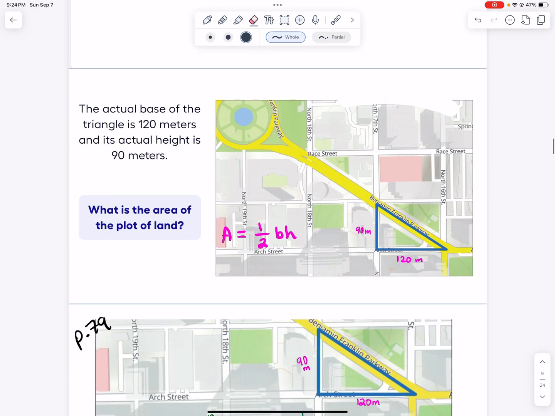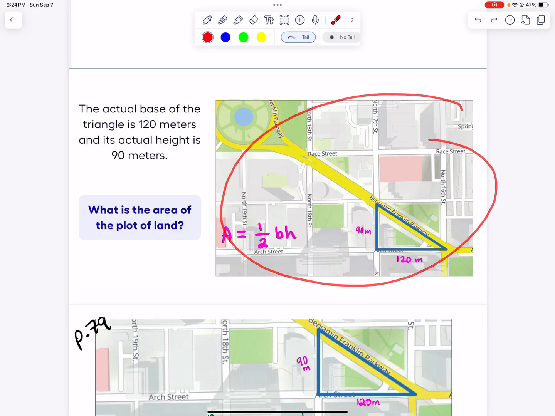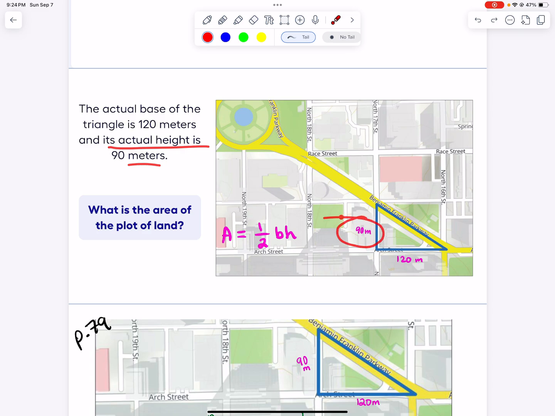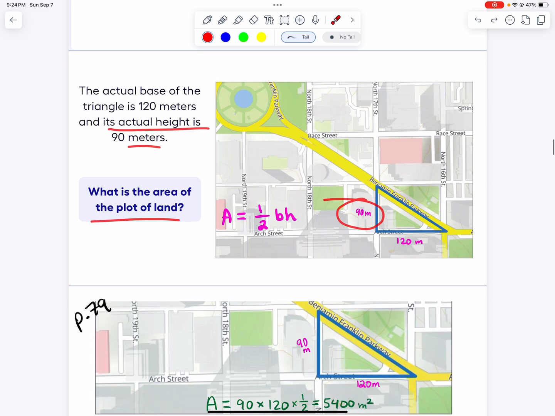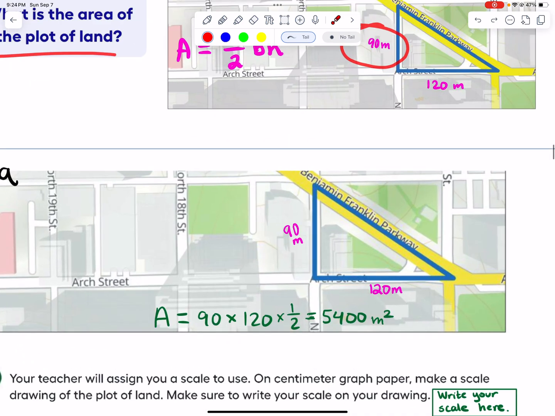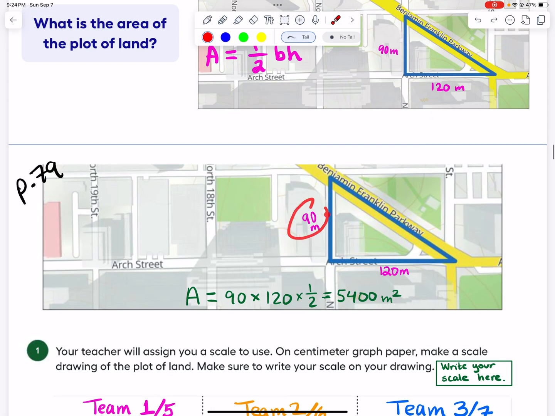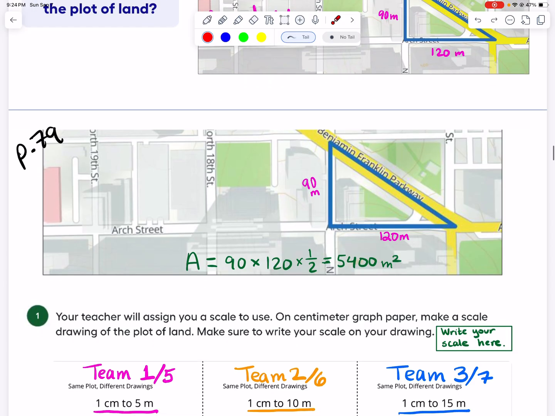Here we have a map. They say that the actual base of the triangle is 120 and the actual height is 90 meters, and they're asking what the area is. So the area would be 90 times 120 times 1/2, which should be 5,400 meters squared. You could check my math. I tried to use a calculator just to make sure.